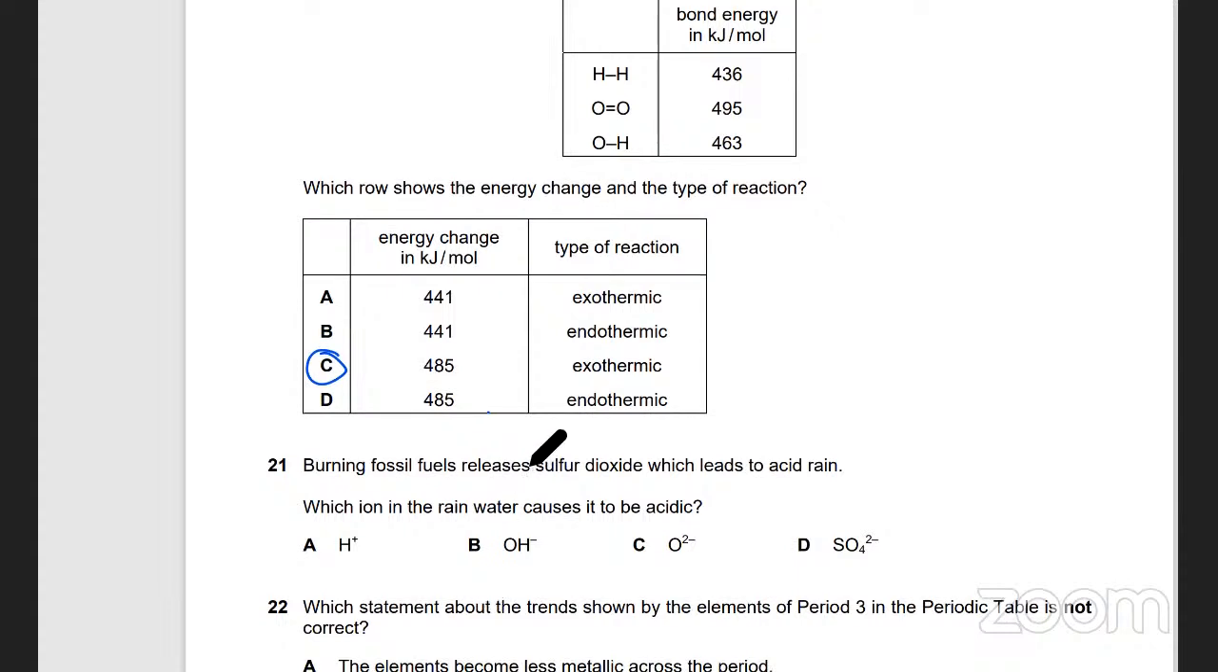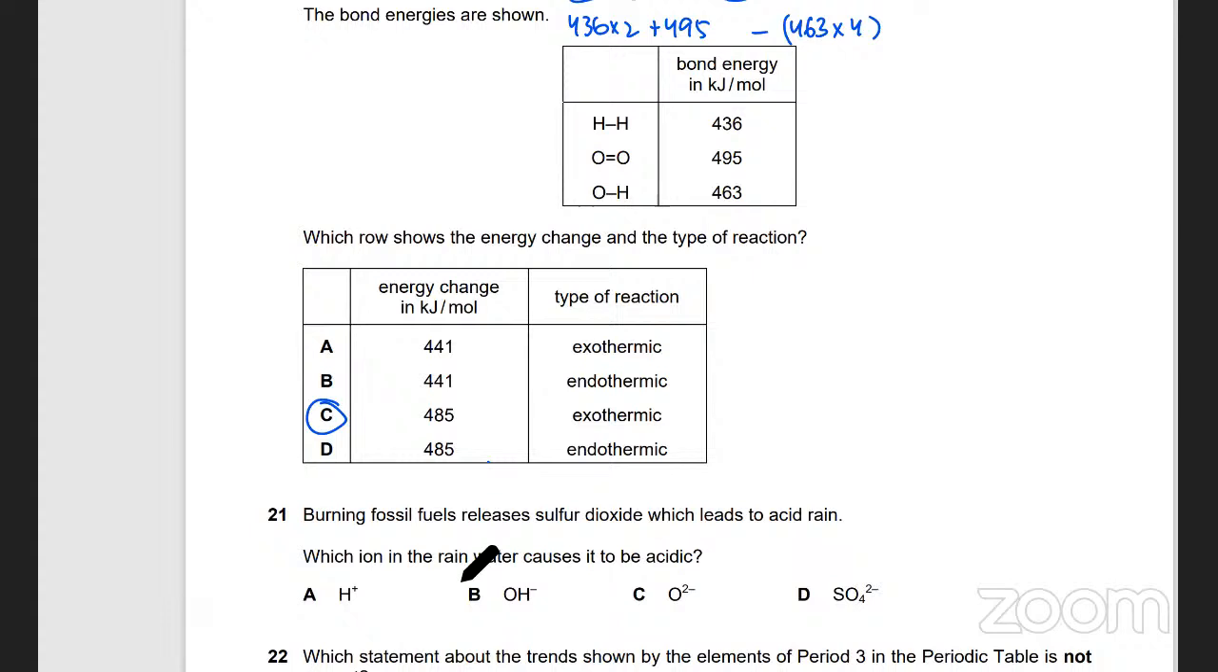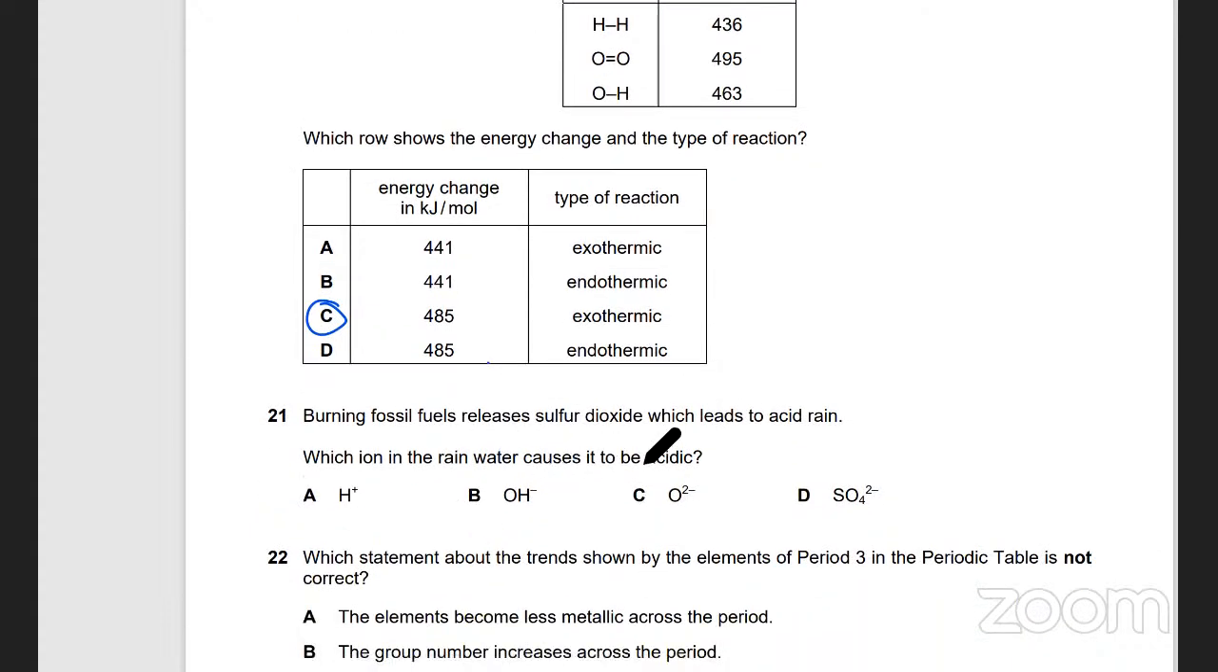अच्छा, burning fossil fuels releases sulfur dioxide, which leads to acid rain. Which ion in the rainwater causes it to be acidic? Acid अगर कोई चीज होती है तो it's because of which ion? Acidic rain. It's because of sulfur. The acid की definition क्या होती है? What's the definition of an acid? Proton donor. Proton क्या होता है? That's an H plus 1, right?